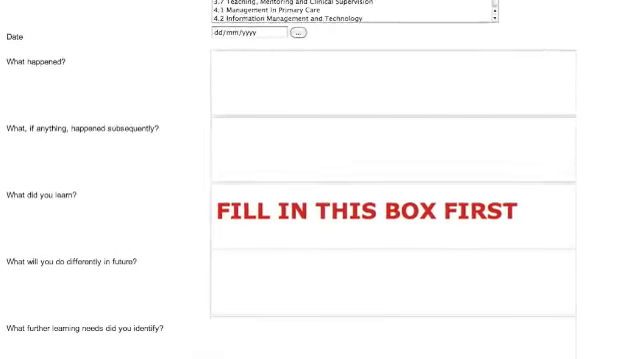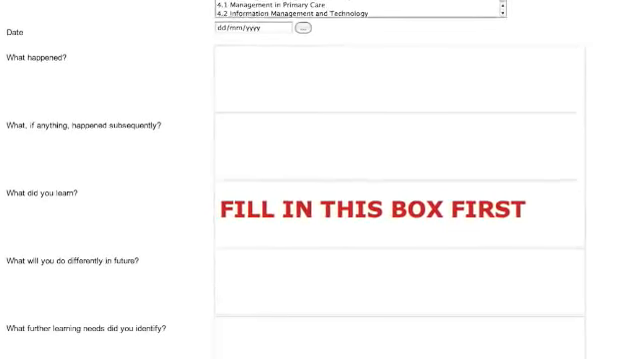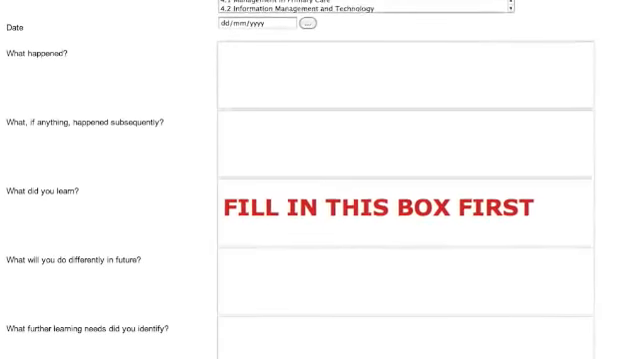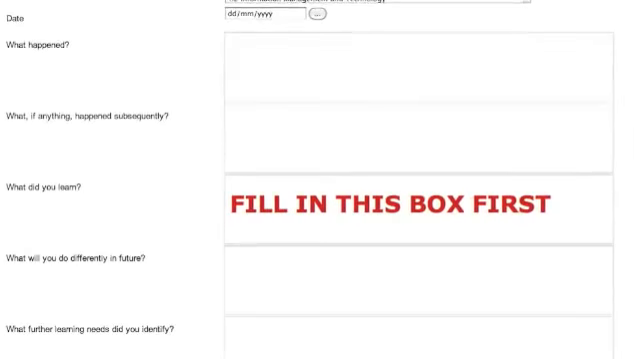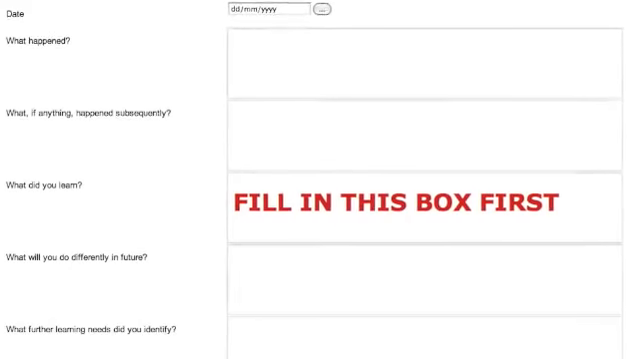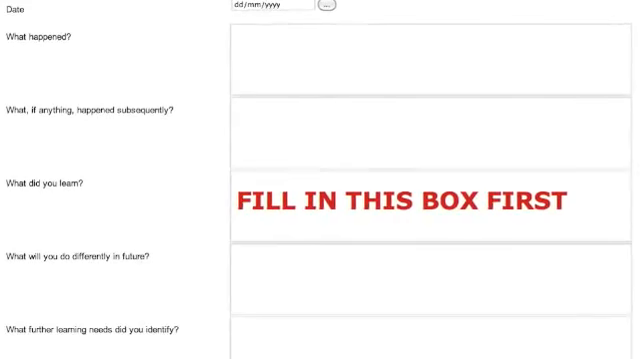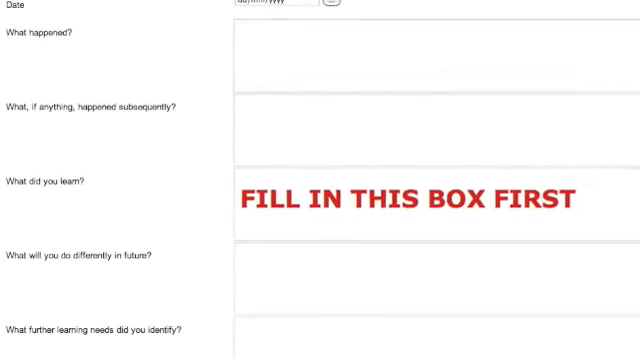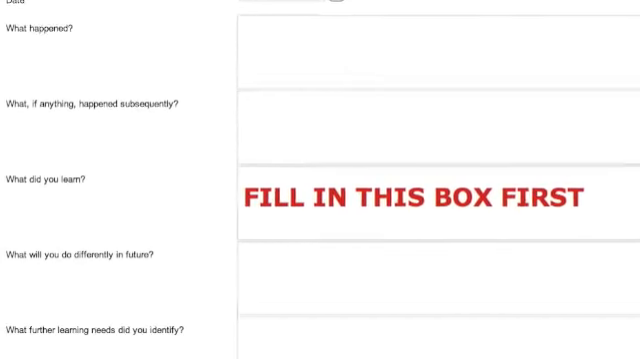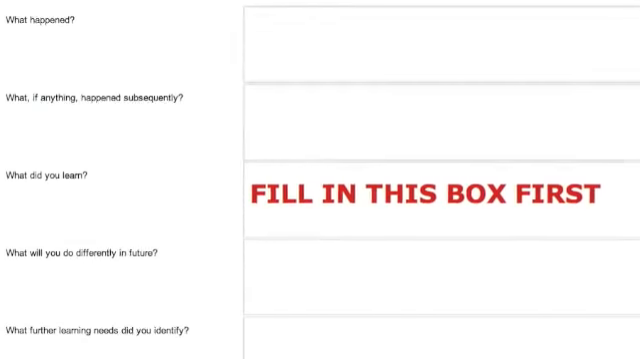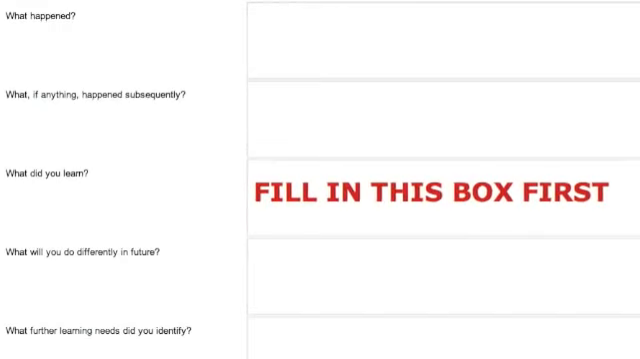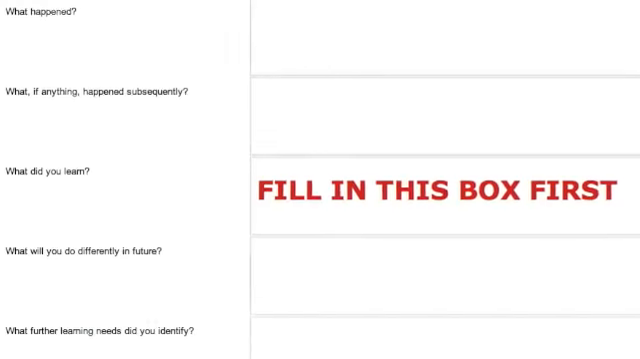Probably the most important box on the form is the box marked "What did you learn?" The danger if you start from the top of the form and work your way down is that you spend all your energy describing what happened and what happened next, and by the time you get to this box, you've run out of steam. If you start with the "What did you learn?" box, then later you can go in and fill in the top two boxes, just giving enough detail to give some context to your learning.